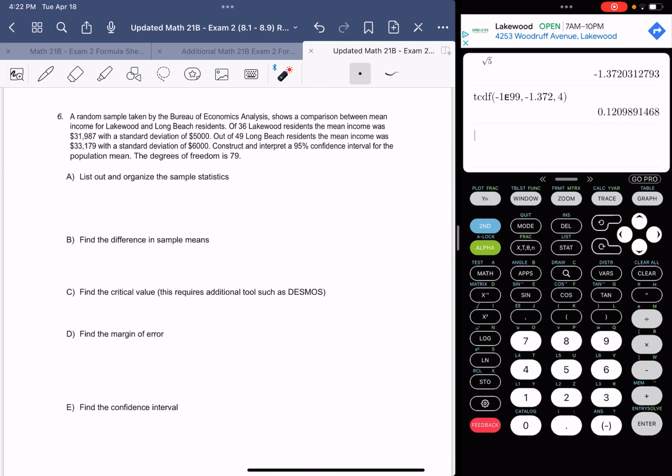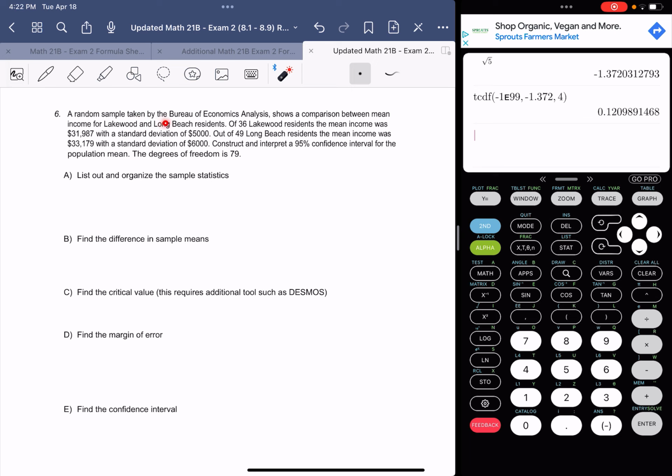Okay, number 6. A random sample taken by the Bureau of Economics Analysis shows a comparison between mean income for Lakewood and Long Beach residents. Of 36 Lakewood residents, the mean income was $31,987 with a standard deviation of 5,000. Out of 49 Long Beach residents, the mean income was $33,179 with a standard deviation of 6,000. Construct and interpret a 95% confidence interval for the population mean. The degrees of freedom is 79.